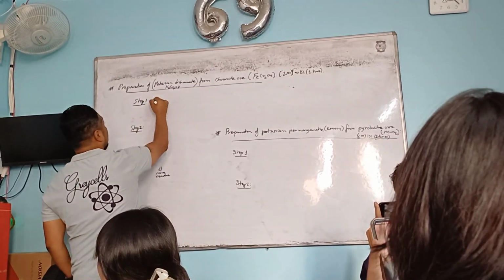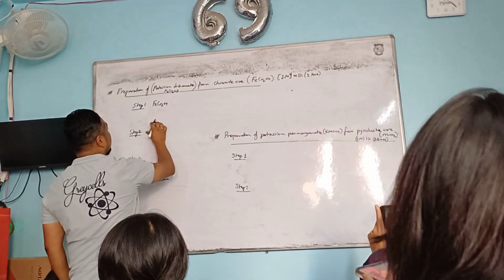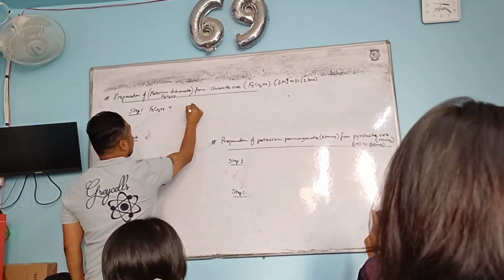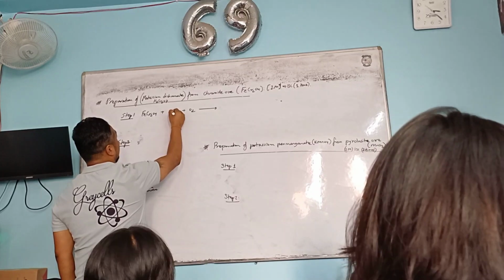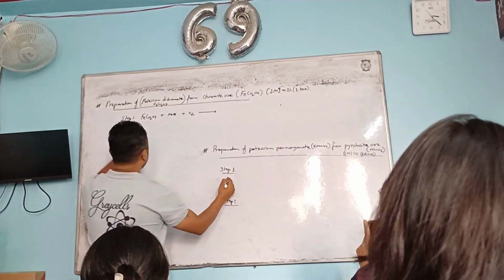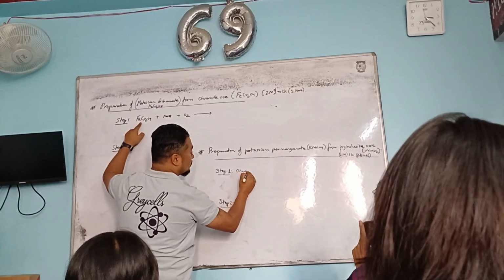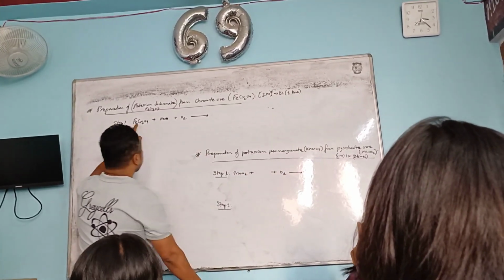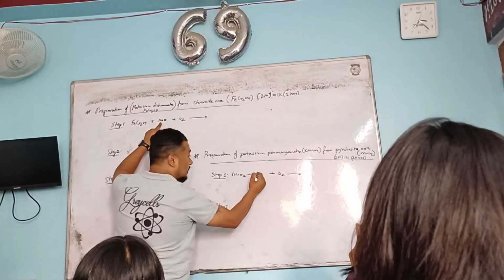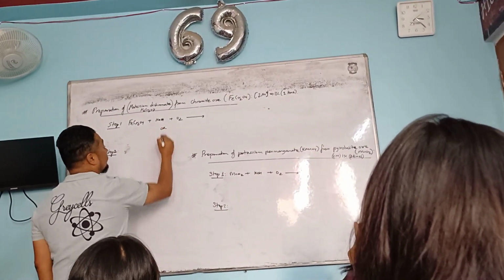Now next, since we have to prepare K2Cr2O7 from chromite ore, take chromite ore, then react with oxygen and a base like sodium hydroxide. Here also take the same combination. Instead of this ore, for this compound you take MnO2. Again you react with oxygen. But the difference is here we take the hydroxide of what? KOH. Potassium.